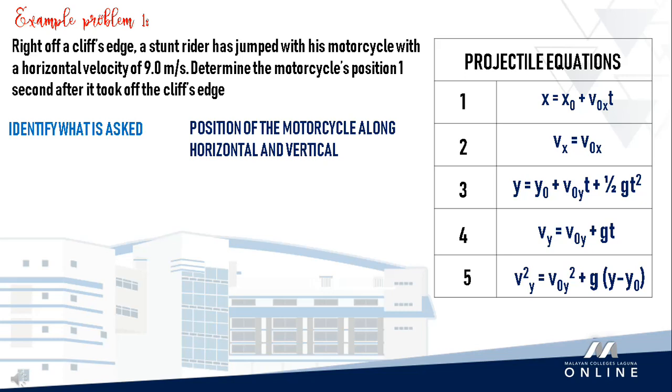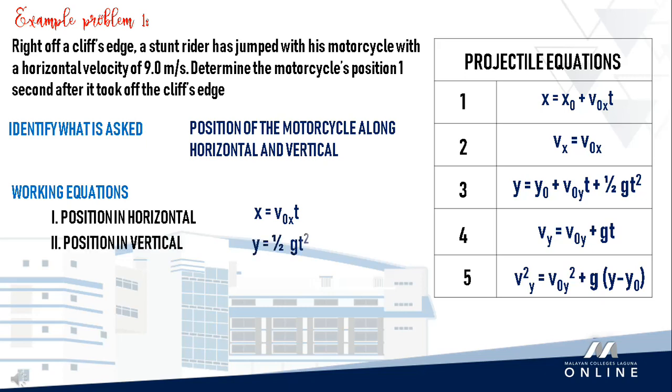Among the equations on the left, which two equations do you think are the most appropriate in finding x and y positions? Very good. In finding the position along the horizontal component, we will use the equation x is equal to v sub 0x multiplied by t, while for the vertical component, we will use the equation y is equal to 1/2 gt squared, which is a derived formula from equation 3 in the left side.